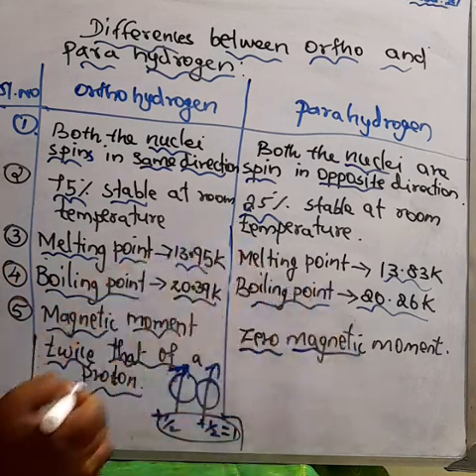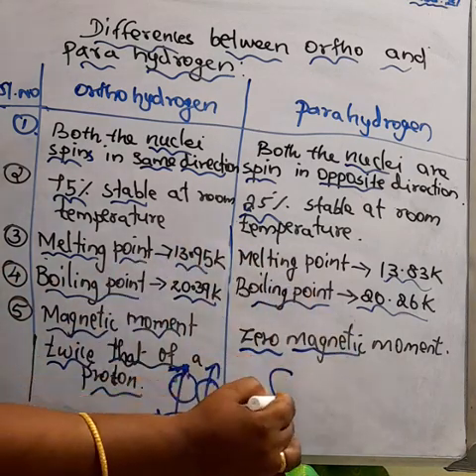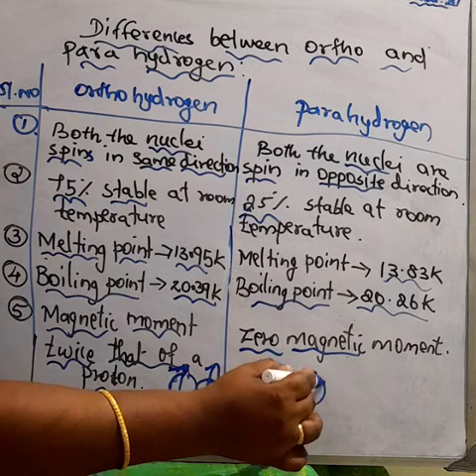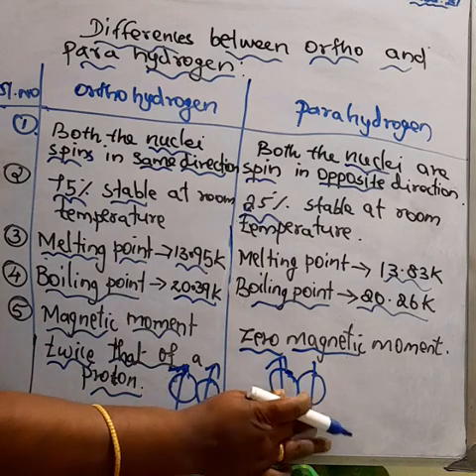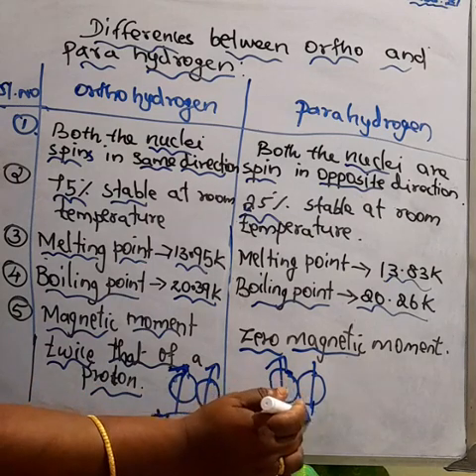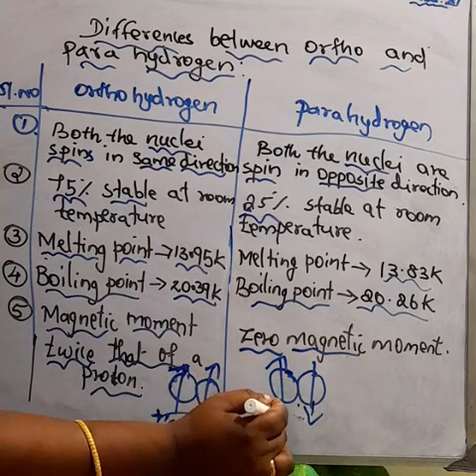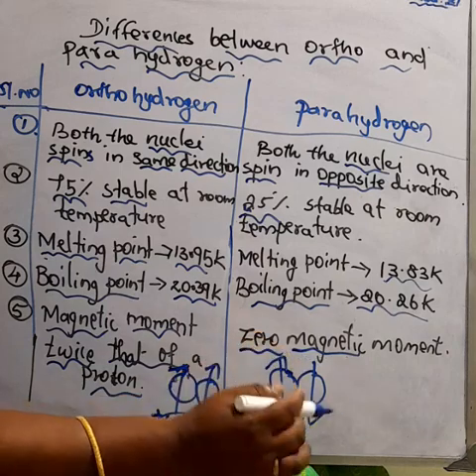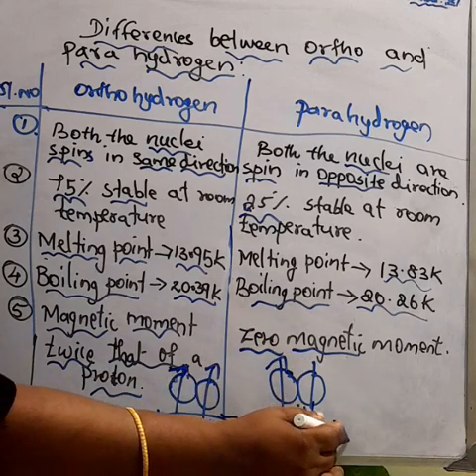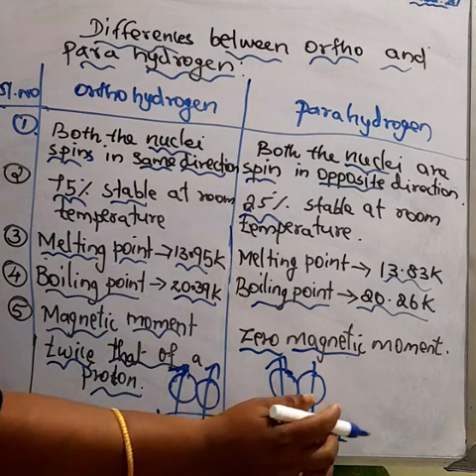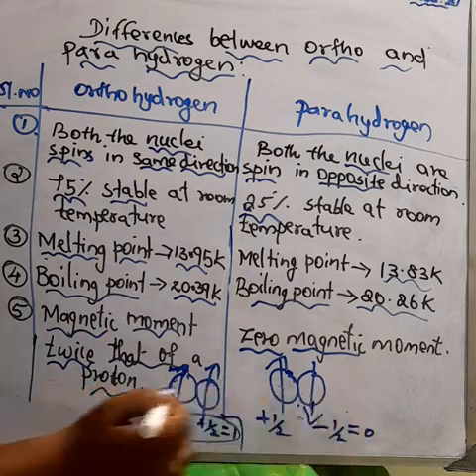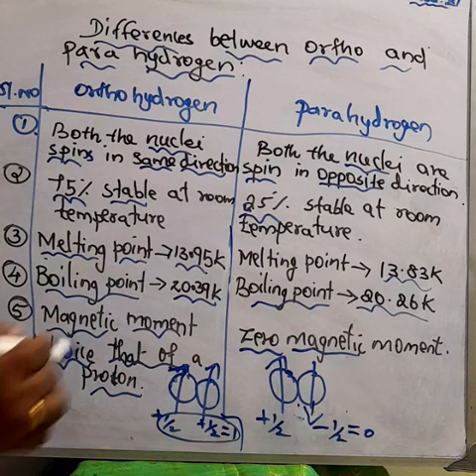Zero magnetic moment means the protons of the nuclei of the para hydrogen spin in opposite directions. Opposite direction means this is plus half. What is the magnetic spin here? Plus half. This is minus half. We add the plus half and minus half, we get 0. So the magnetic moment of the para hydrogen will be 0.